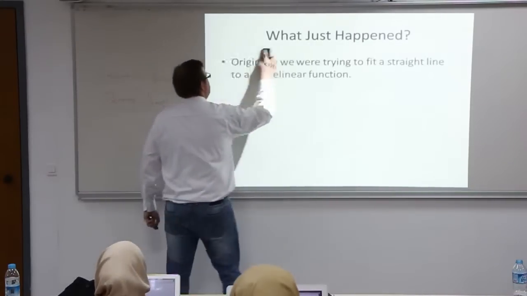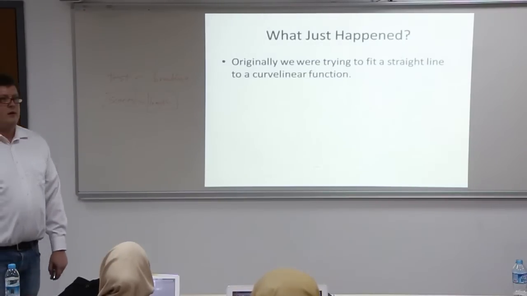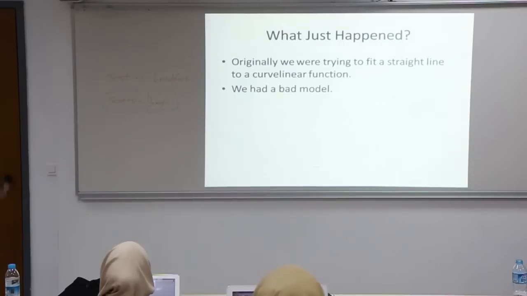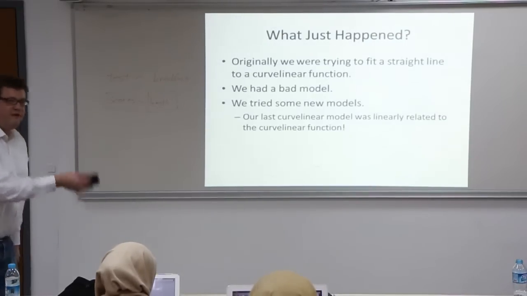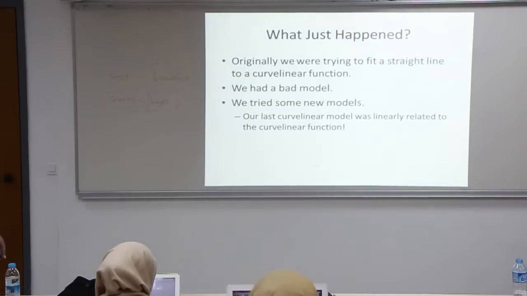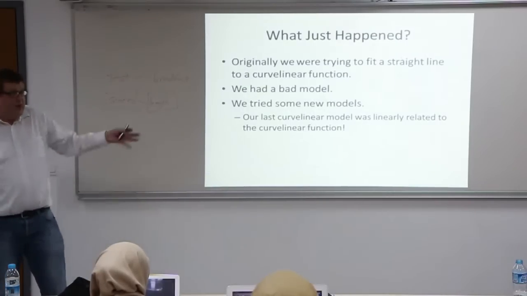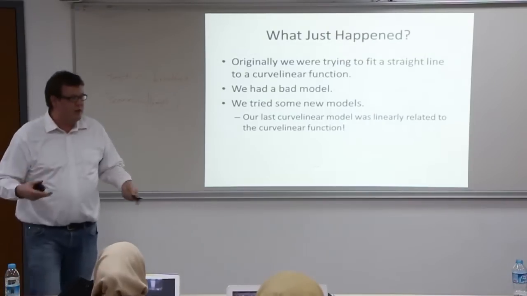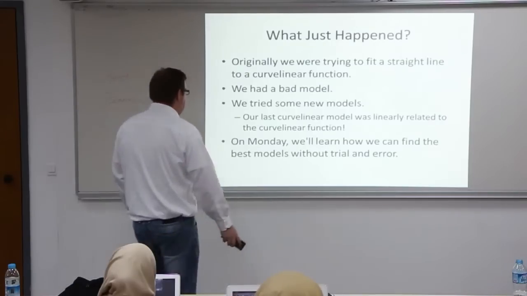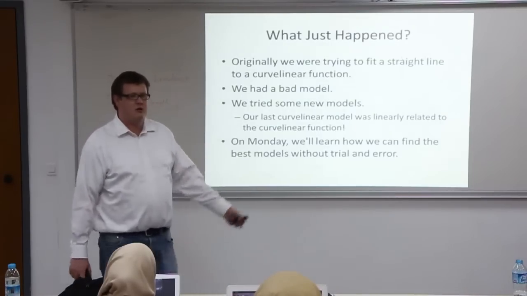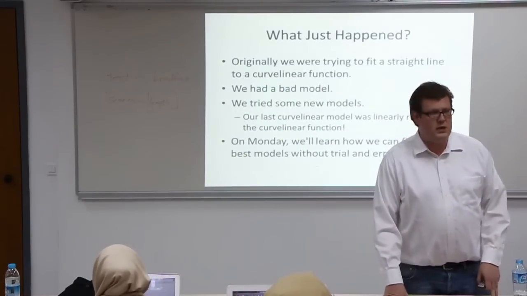So what just happened? Originally we were trying to fit a straight line to a curvilinear function, right? But when we transformed our independent variable, we had a better model. We had a curvilinear function that was trying to fit this curvilinear data. And as a result, we had a pretty good linear relationship between those two curvilinear things, right? On Monday, we'll learn how we can find the best models without trial and error. I'm not sure if 52 is the best, or if 51 is the best, or what. On Monday, we'll see how to do this.